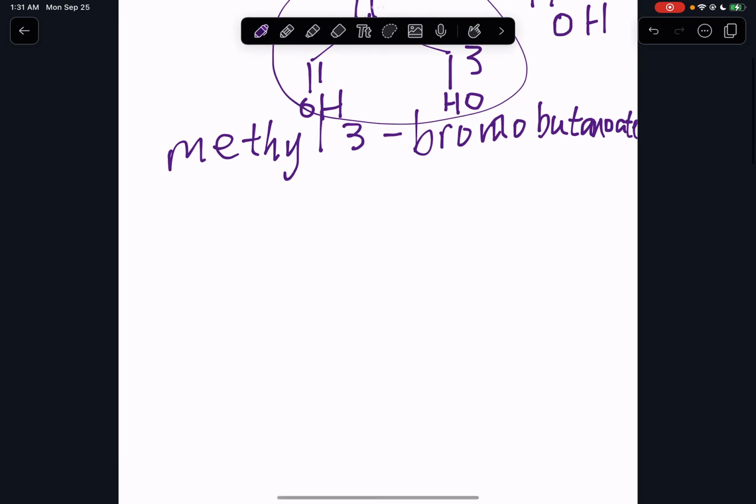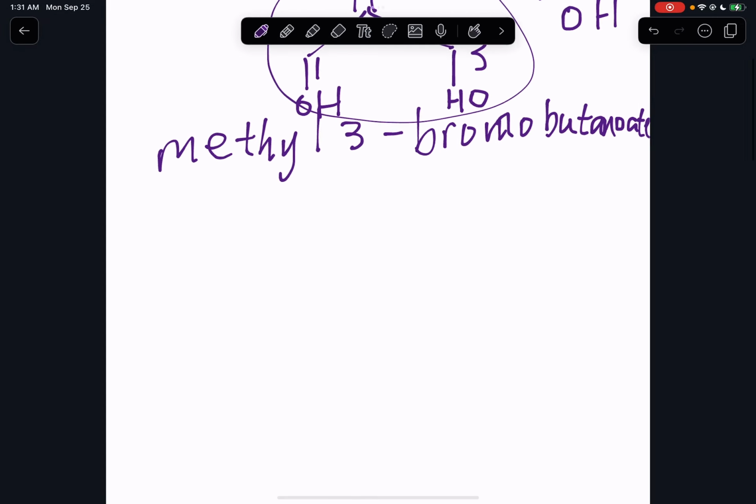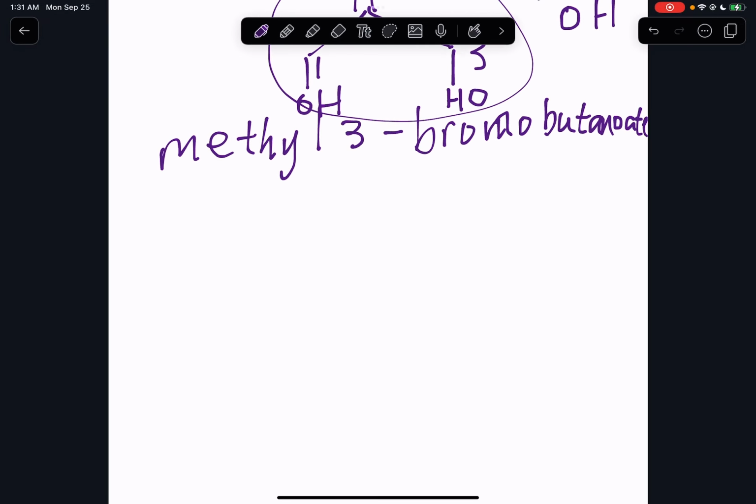Moving on to the next one: methyl 3-bromobutanoate. First of all, what we need to figure out is the butane. What is a butane, and how many carbons are there? 4, right? So let's draw the main chain: 1, 2, 3, and 4. That's a 4, right?